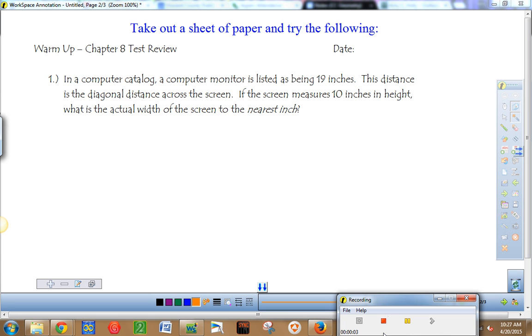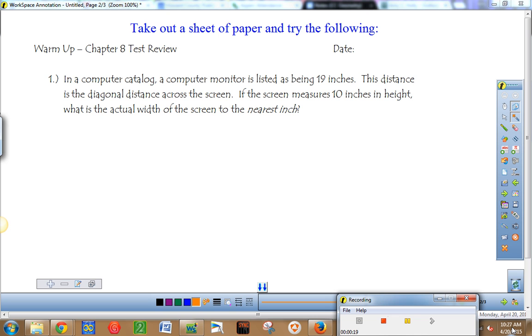Alright, in a computer catalog, a computer monitor is listed as being 19 inches. This is the distance. If the distance is the diagonal across the screen, the screen measures 10 inches in height. What is the actual width of the screen to the nearest inch? Okay. A, draw a picture.